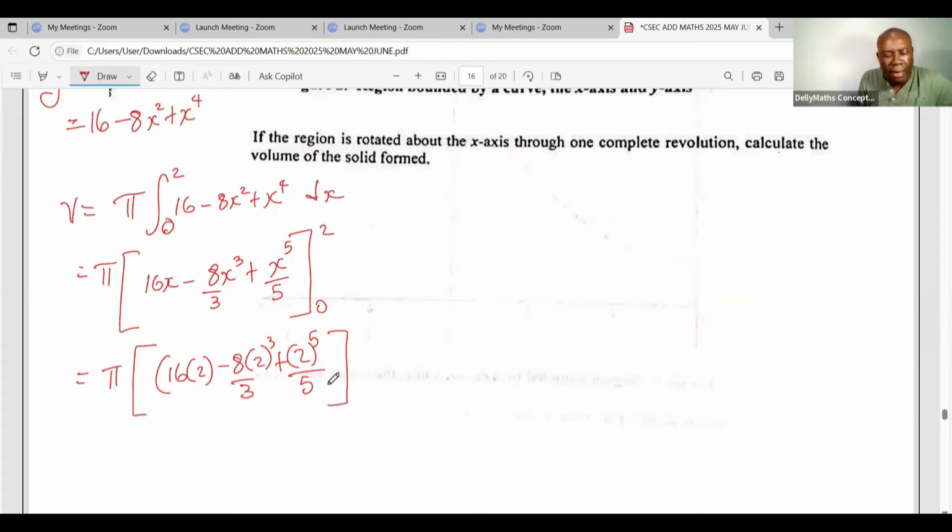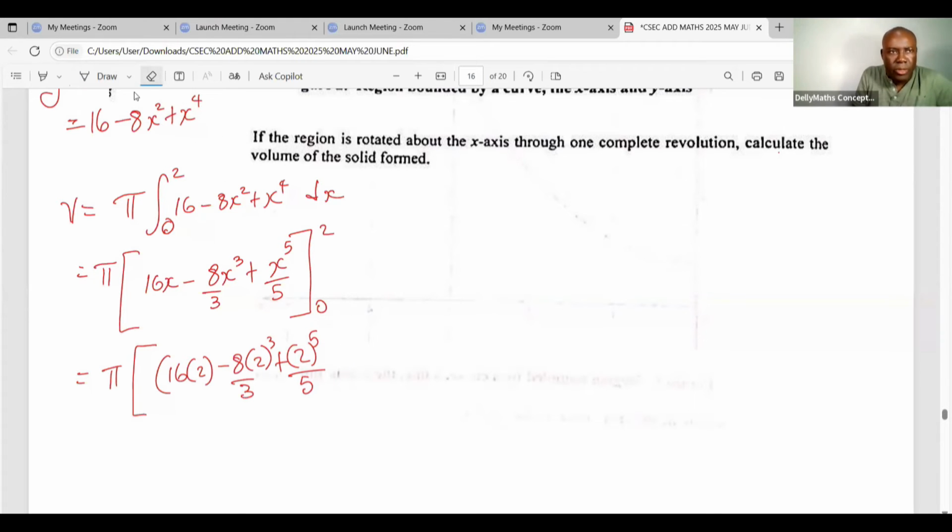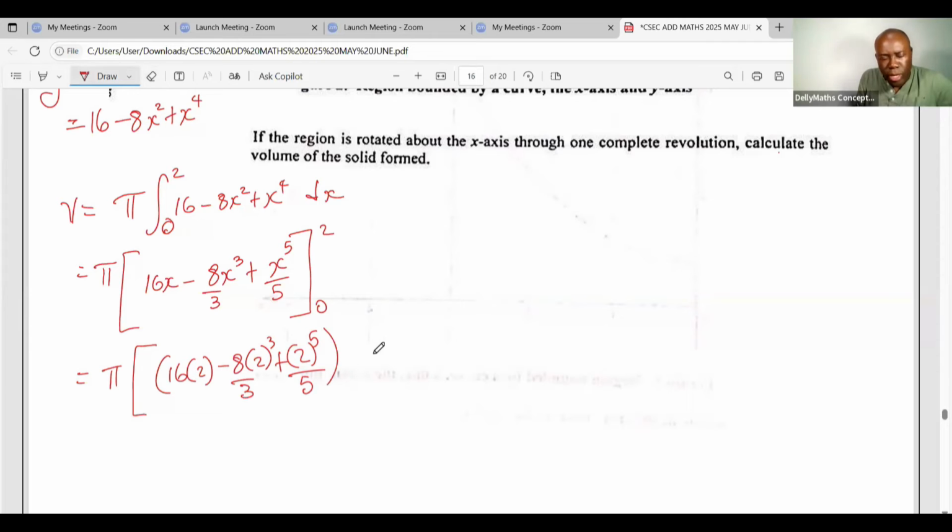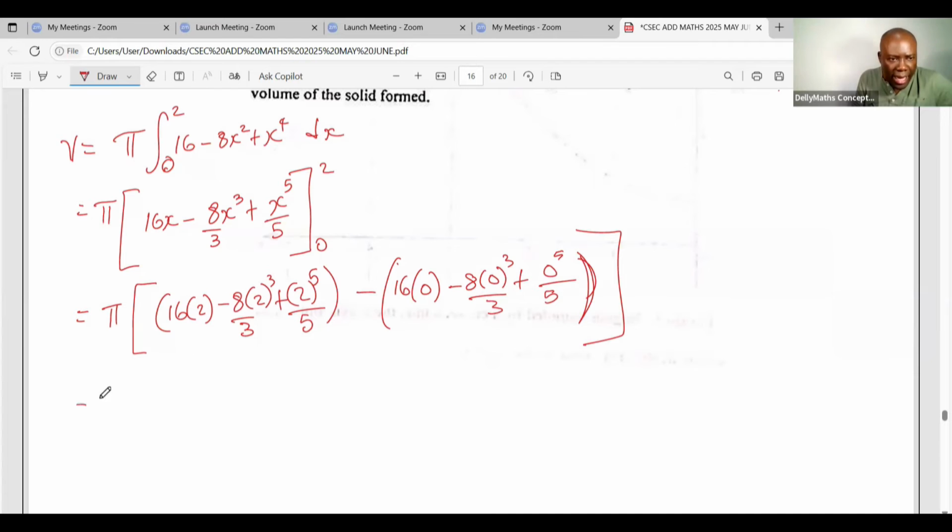And that would have been that part. Then we're going to subtract, putting a round bracket here, 16 times 0, and then minus 8 times 0 to the third over 3, plus 0 to the fifth over 5. You close this and you close up that one, okay? So basically this is what we have here. If we keep going, what are the numbers that we're getting out? We'll have pi here.